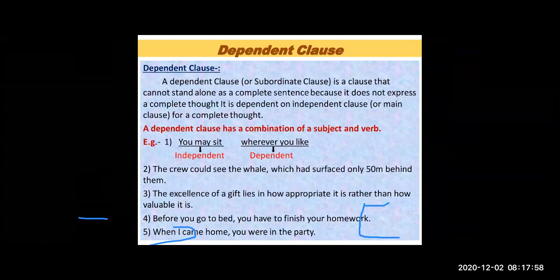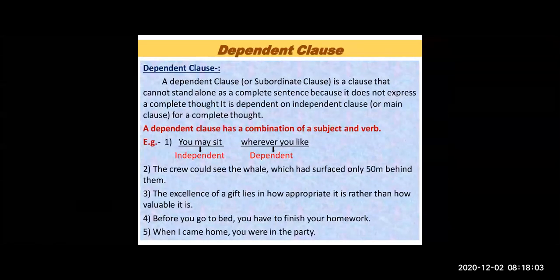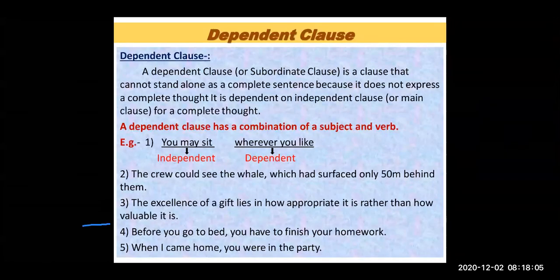Okay, now let's see the next example. Before you go to bed, you have to finish your homework. Now see here, students, there is one change. Before you go to bed, this doesn't have any meaning by itself. It has the combination of subject and verb. You is the subject, go is the verb. Before you go to bed, so this is your dependent clause.